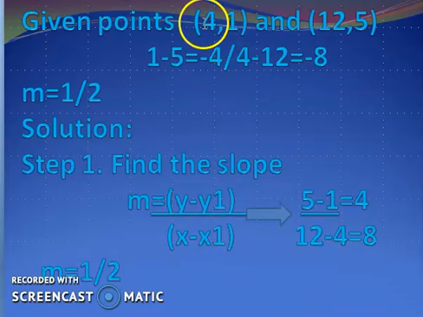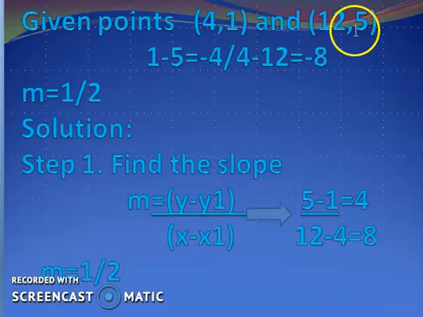So if we assign (4, 1) as our x and y, and (12, 5) as our x sub 1 and y sub 1, we subtract 1 minus 5 divided by 4 minus 12. So 1 minus 5 is negative 4 and 4 minus 12 is negative 8. If you divide negative 4 by negative 8, your answer will be positive 1/2. So that's your slope. If we assign this as our x sub 1 and y sub 1, then the other point will be x and y.